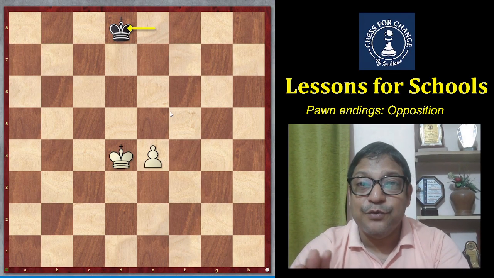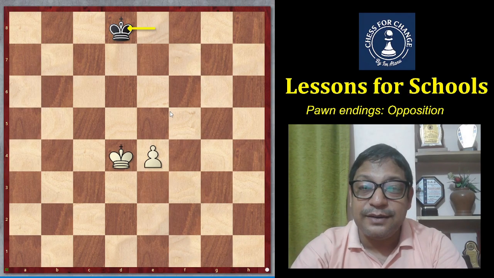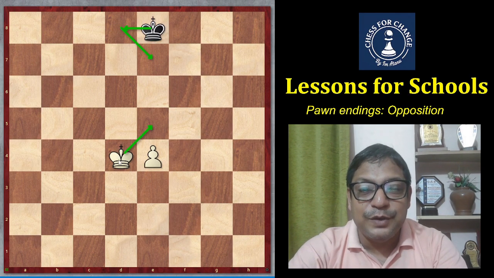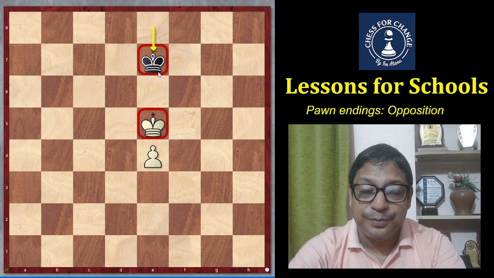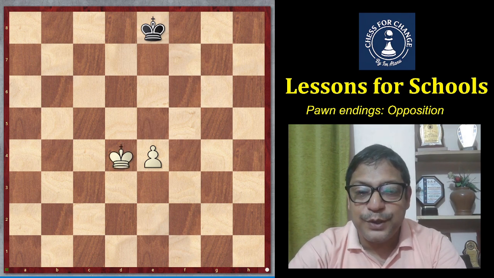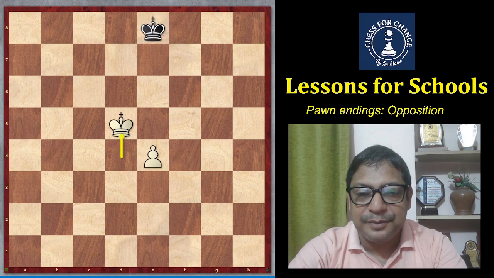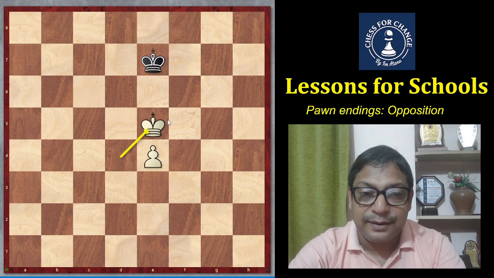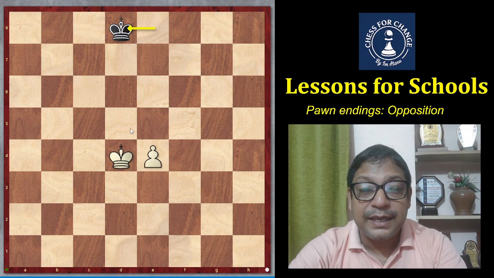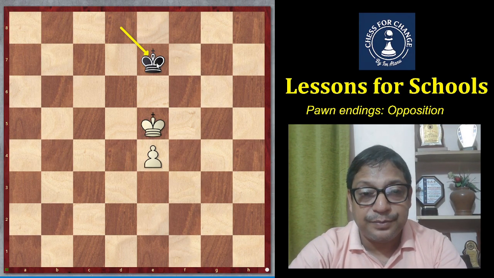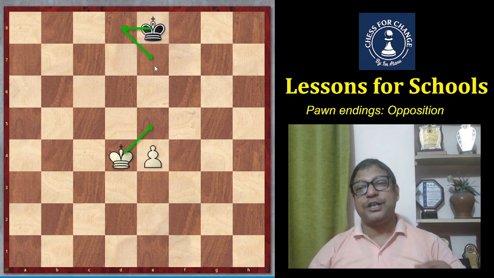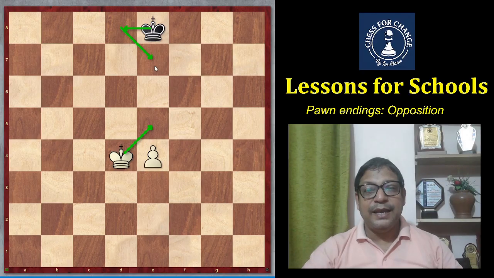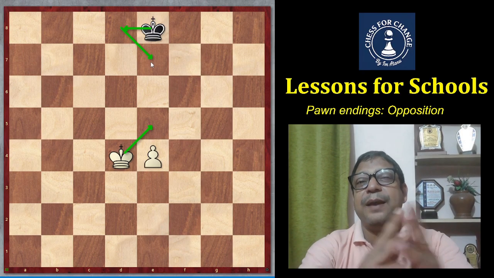So what we have learned, what is an opposition? The uses of opposition. For example, we saw white making the first move, and now black got the opposition and he was able to draw. Now if black made the first move, we saw that white got the opposition and white won. But if black waits, he will get the opposition and again he will achieve a draw. So one of the ways of gaining opposition is by waiting.